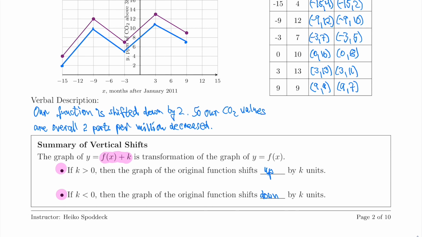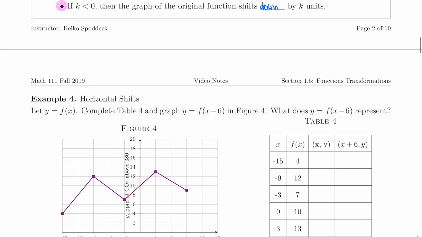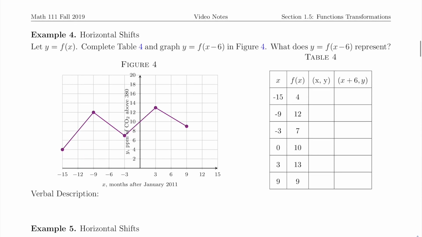And now we are going on to horizontal shifts, and that will look a little bit different. That's why we looked at the vertical shifts in detail, and now we're looking at the horizontal shift in a similar detail because it's slightly different. So let's take a look. Here we are looking at y equals f of x minus 6.